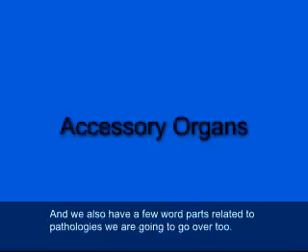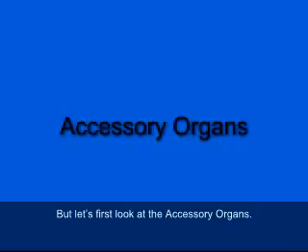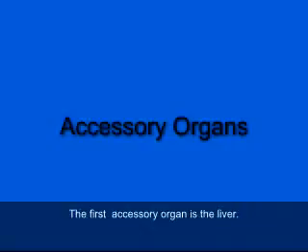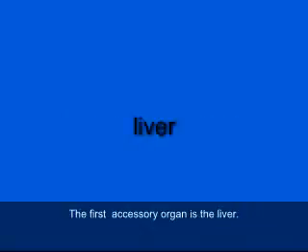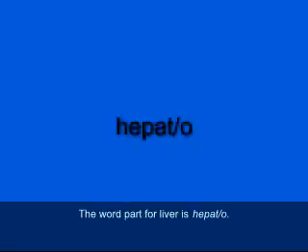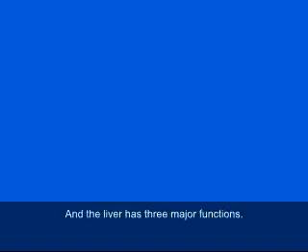Okay, and that leads us to one more section here, and that is related to the accessory organs. And we've also got a few word parts related to pathology we're going to go over too. But let's first look at the accessory organs. The first accessory organ is the liver. And the word part for liver is hepato, H-E-P-A-T/O.